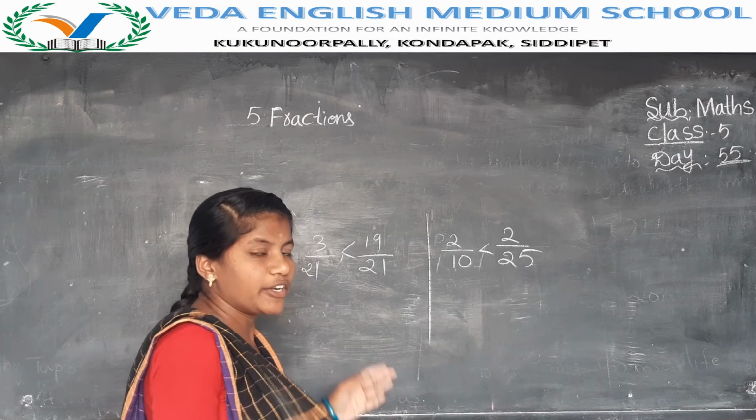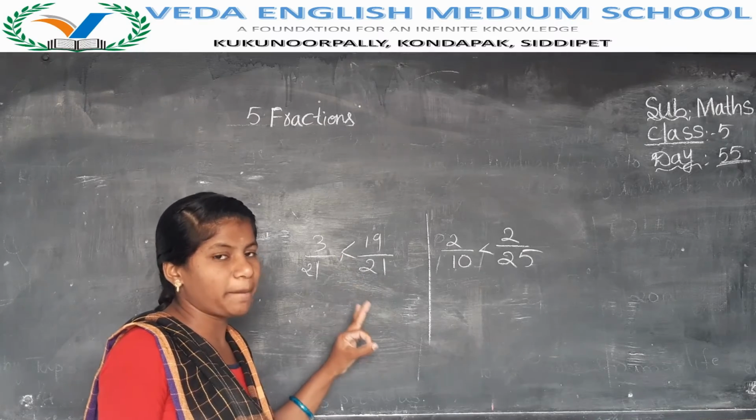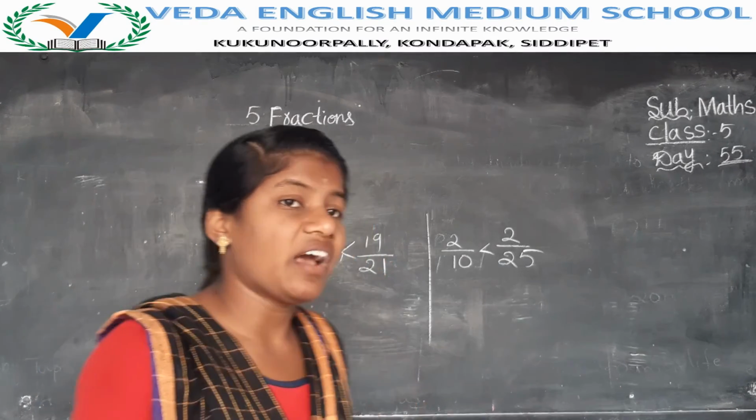Sometimes they will give us equal denominators, sometimes they will give us equal numerators. This is about the comparison of like fractions. Then how to compare unlike fractions?